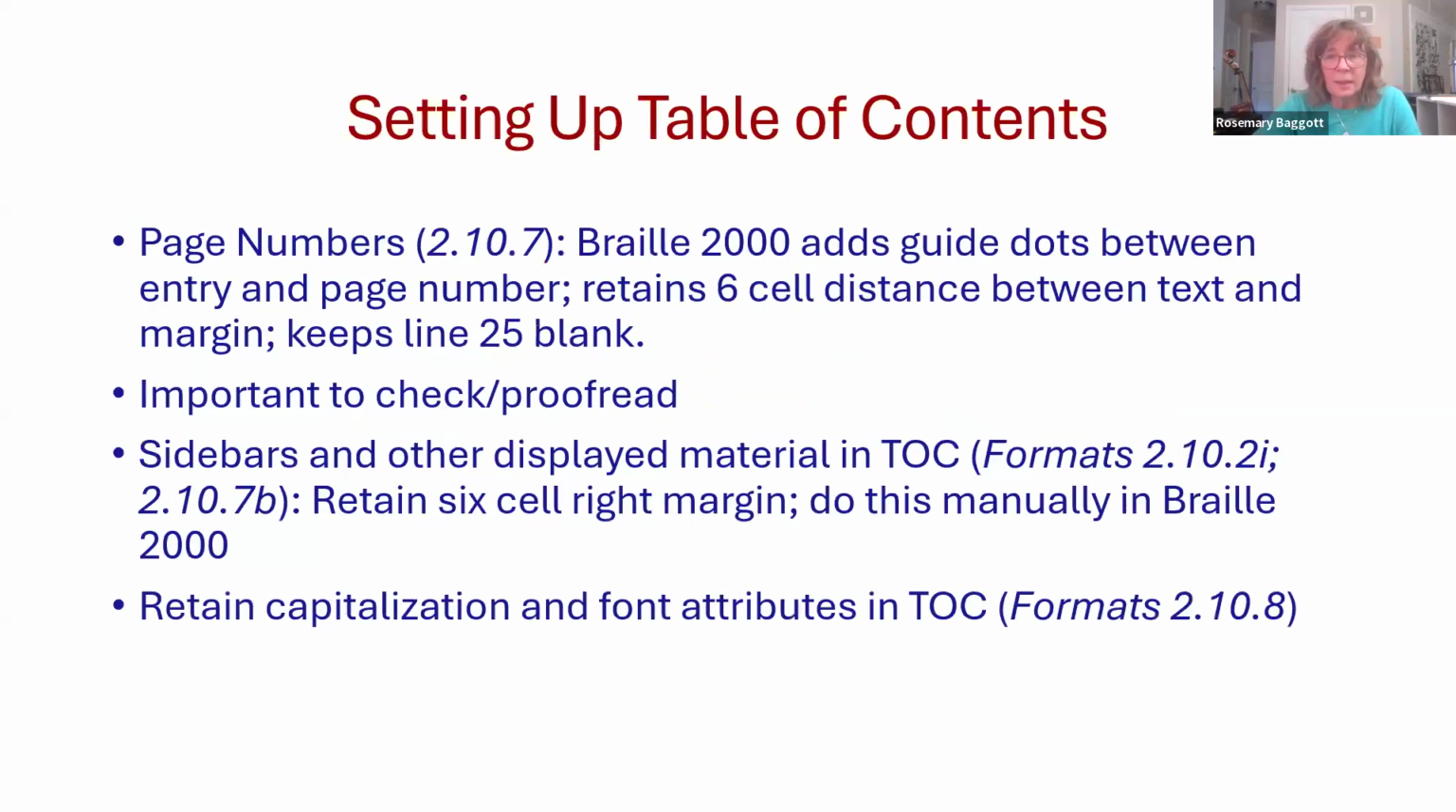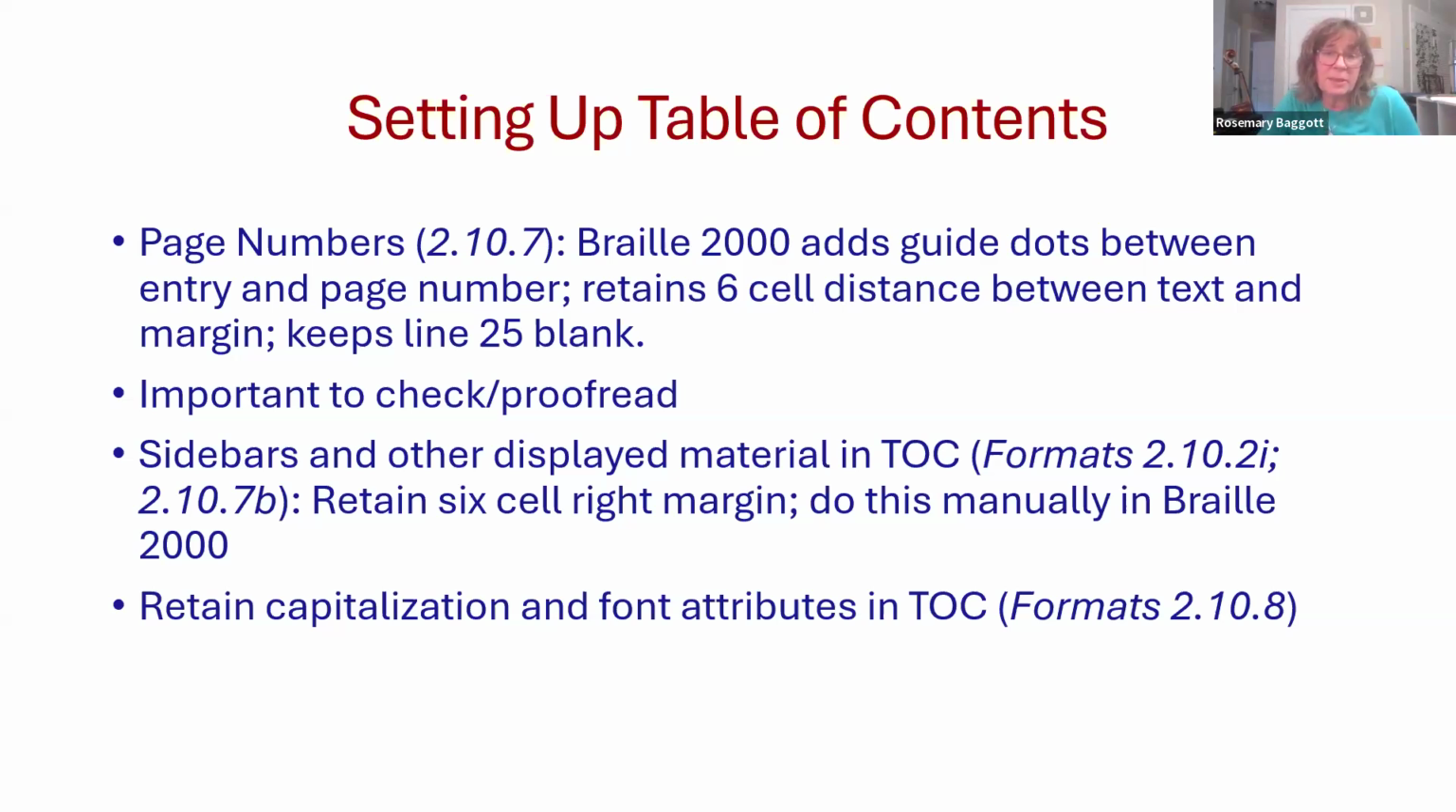I used to set up tables of contents manually until I started using Braille 2000, and I love this tool. It makes it so much easier. So just quickly, for page numbers, Braille 2000 will add the guide dots between the entry and the page number at the end of the line. It retains the 6-cell distance between the text and the margin. These are all things required by Formats. It is still important to check and proofread.